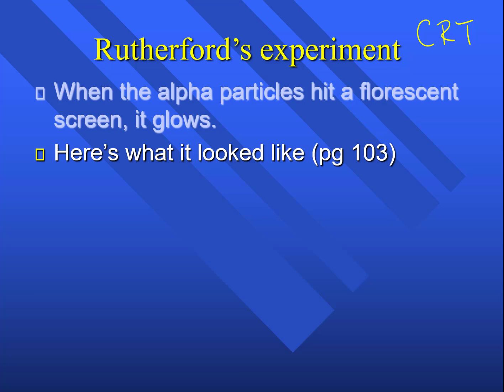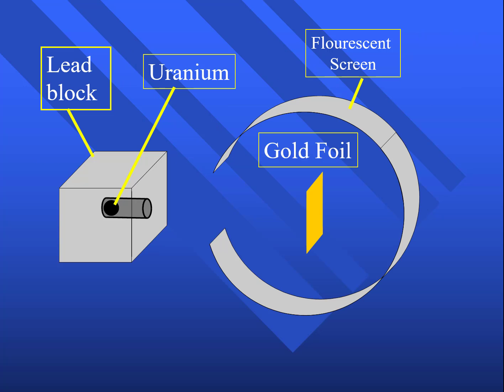Now, the diagram I'm going to show is the way every book I've ever seen has drawn it, but it's not really what it looked like. But those are the pieces. You've got a lead block, uranium, gold foil, and a fluorescent screen. You need the lead block to stop the alpha particles from going in every direction. You drill a hole, and the only ones that come out are the ones that go straight out. So you've got an alpha particle source aimed at gold foil and a way of detecting where it hits.